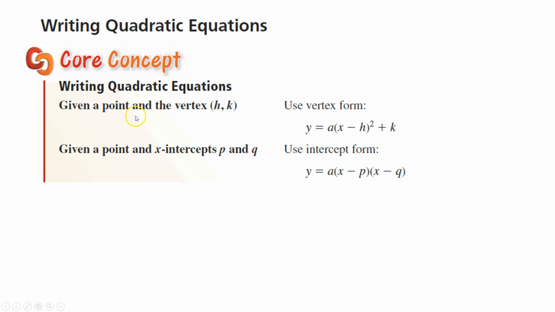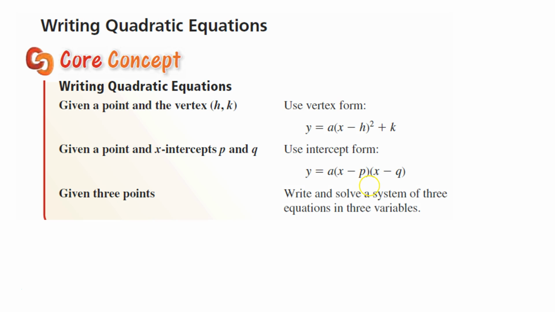So we've looked at some different ways to get equations for parabolas, quadratic functions. If we have any point and the vertex, we use vertex form. If we have a point and the x-intercepts, we use intercept form. But if we just have any old 3 points that are on a parabola, we can write and solve a system of equations to find the quadratic equation for that parabola. Sounds like fun, huh?